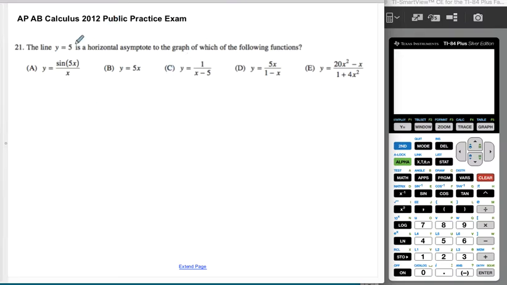All right, so the line y equals 5 is a horizontal asymptote for which of the following functions?